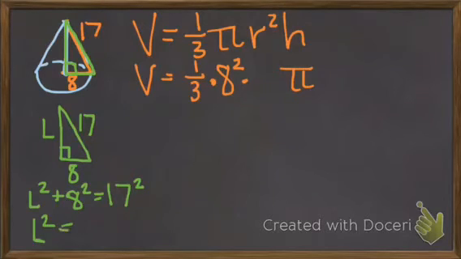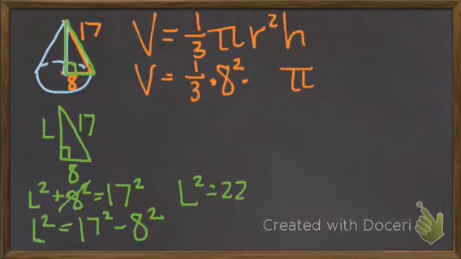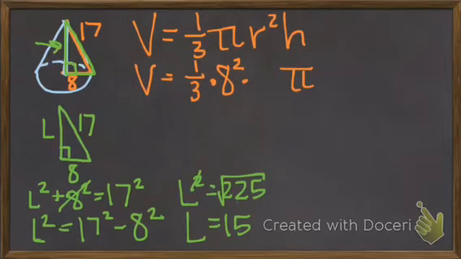I remember that I end up subtracting. I end up doing 17 squared minus 8 squared. That's how we would get L by itself. And 17 squared minus 8 squared gives me 225. So L squared equals 225. To get L, I just take the square root. The square root of 225 is 15. And so now I know that this length right here is 15. So that is my height. My height of the cone is 15.